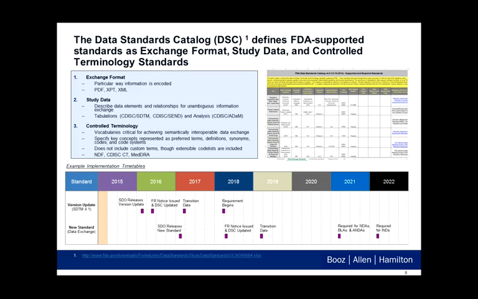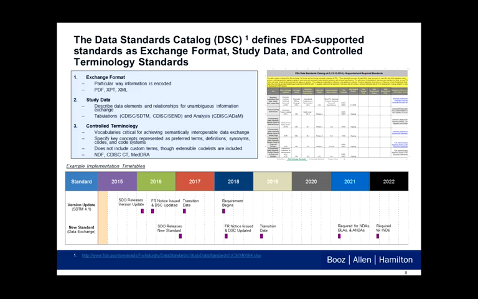First, exchange format essentially just describes the manner or the way in which the information is encoded. So what is the vehicle or what is the vessel for the information itself? For a document, we're talking about PDF. For a study dataset, it's going to be SAS export, XPT. For metadata, you're talking about XML.